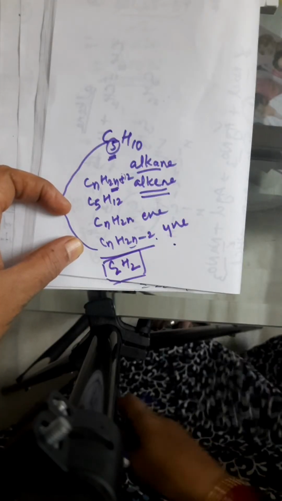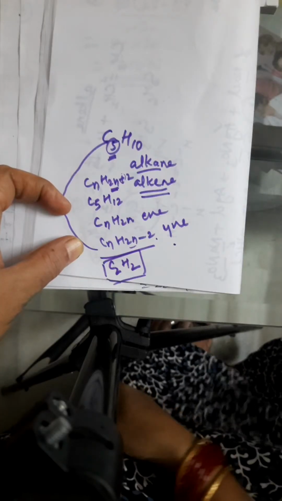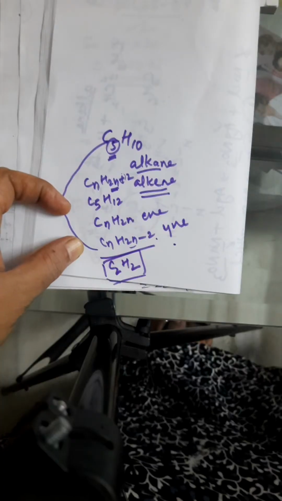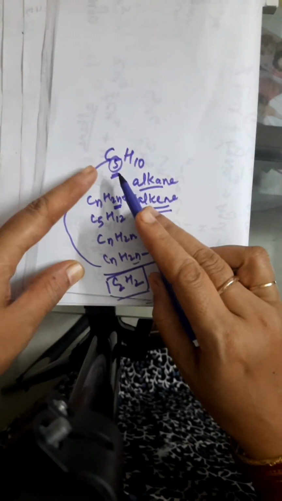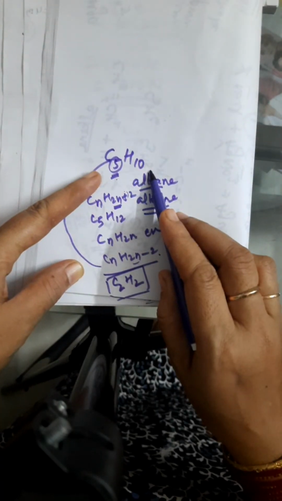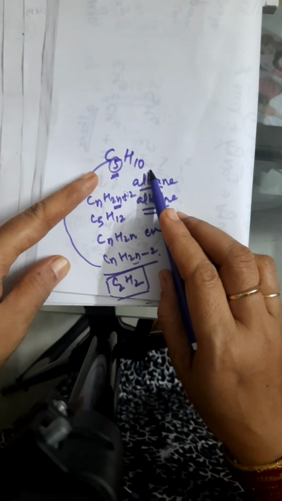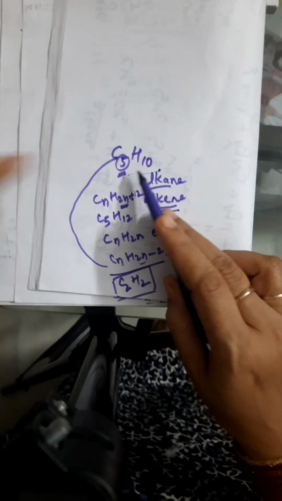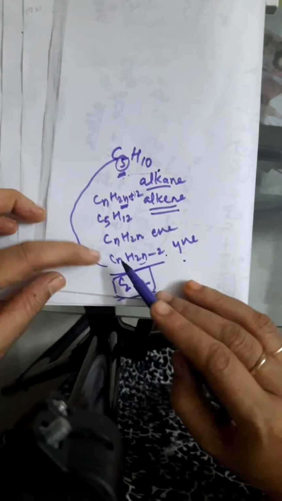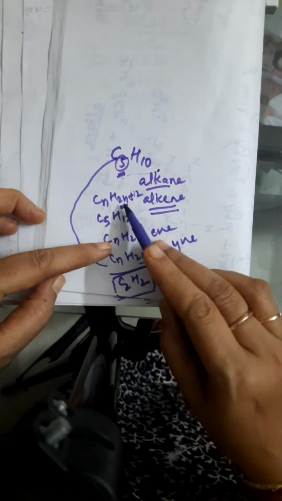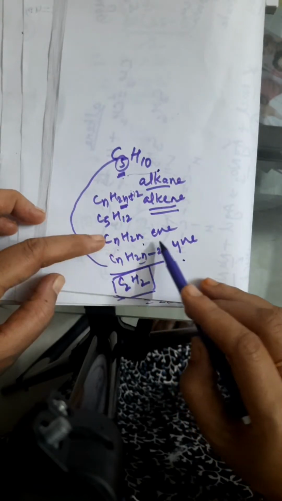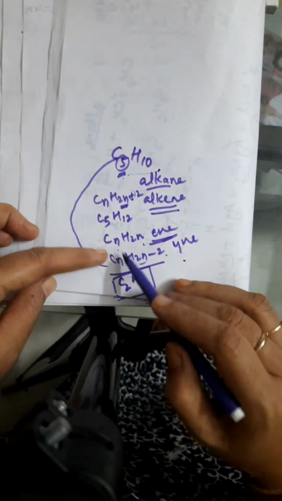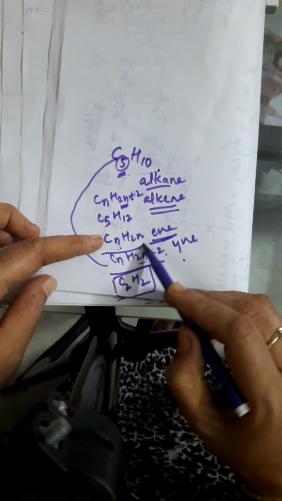Himanshu, you wrote alkene. See, once again I am repeating. C5H10. When it is C5H10, in place of n we need to write 5. 5 2s are 10. Himanshu, you are correct. So here C5, 5 2s are 10. So it belongs to alkene.